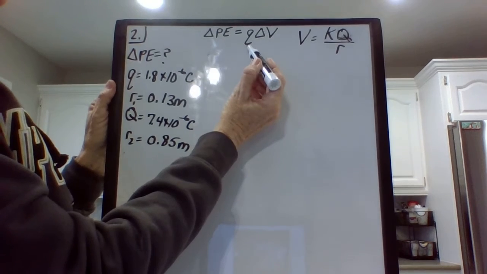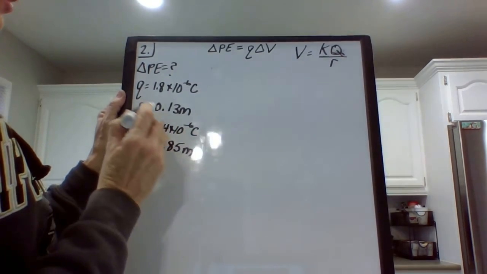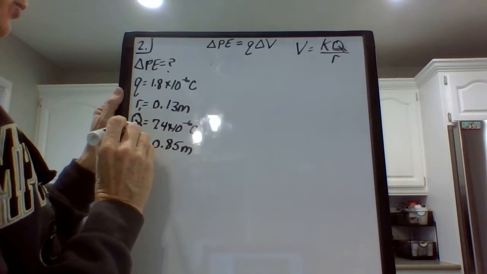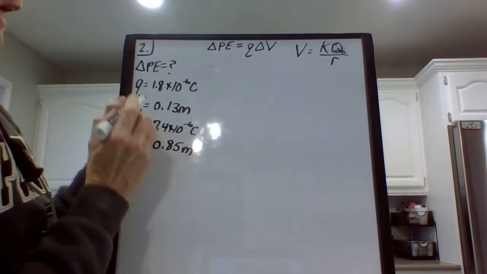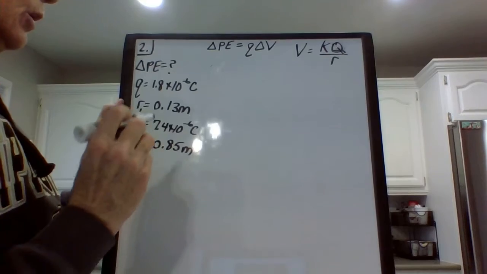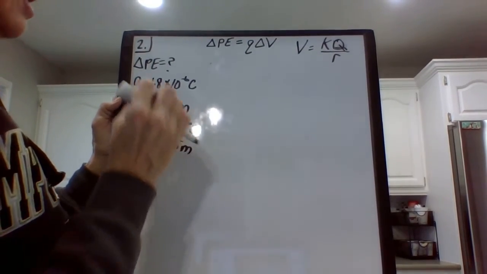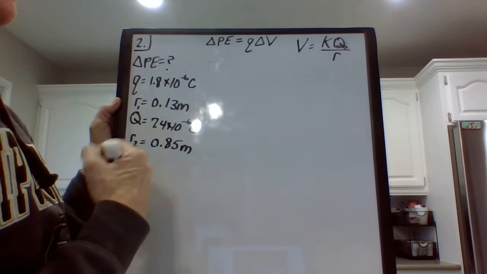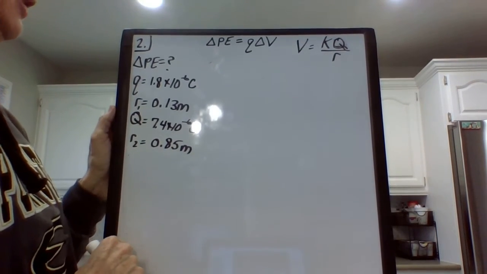We already know Q, that's the small q. It tells us in the problem what that is. It also tells us what the fixed charge is and the two radiuses. So radius 1 and radius 2, the object is going to be moving away from the fixed charge. What is the change in potential energy when that happens?